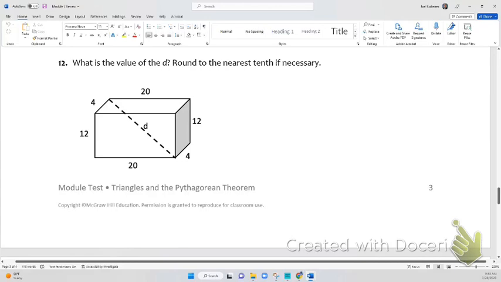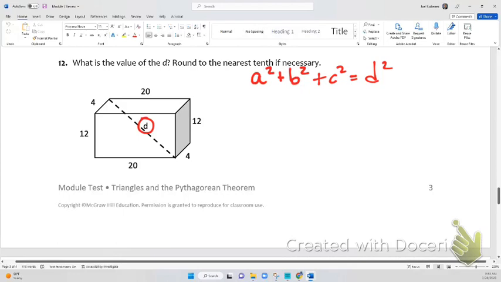For number 12, you'll notice that we have a three-dimensional object, also known as a rectangular prism. So for this one, remember, these are going to be the only problems that we are going to use the 3D Pythagorean theorem, which is a squared plus b squared plus c squared is equal to d squared. The d is the diagonal. So in this case, we are looking for the diagonal.